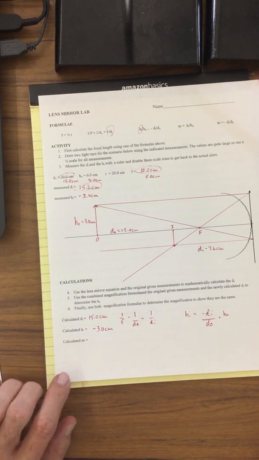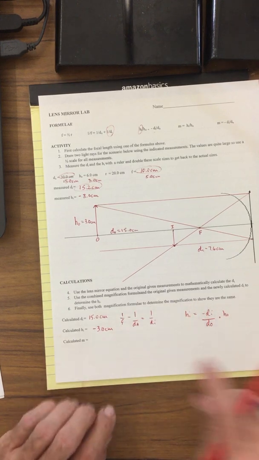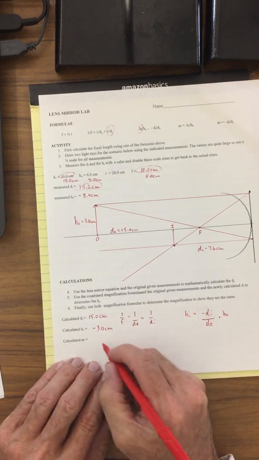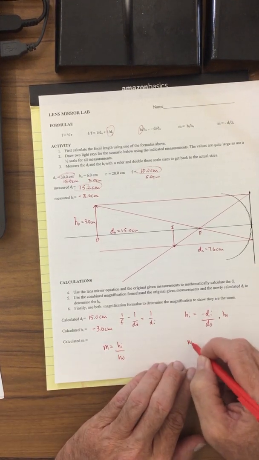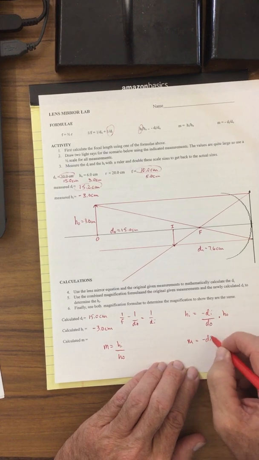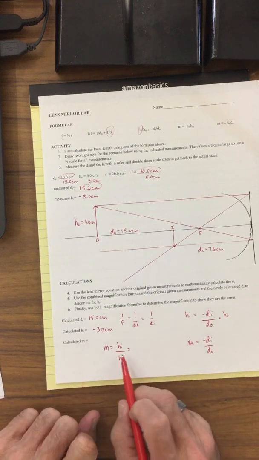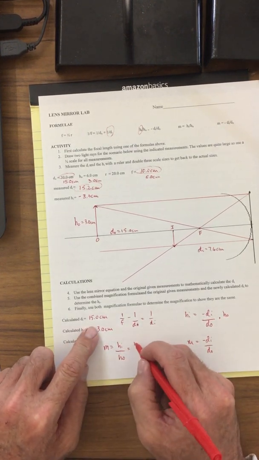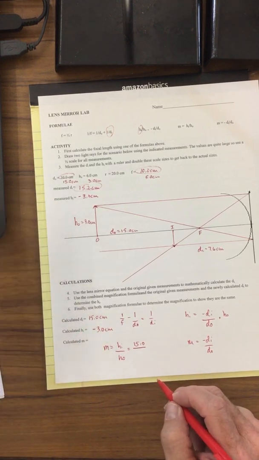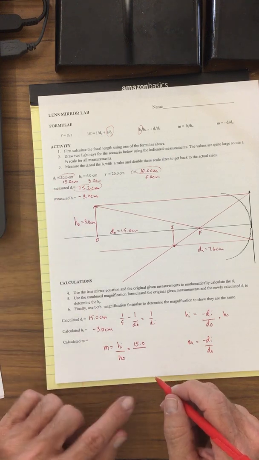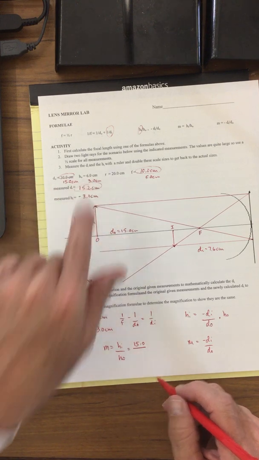Last one is the magnification. Use both magnification formulas to determine the magnification to show that they are the same. So we're going to have two equations here. Magnification is equal to hi over ho. Magnification is equal to negative di over do. We're using all our calculated values. So the height of the object is going to be 6.0 centimeters.